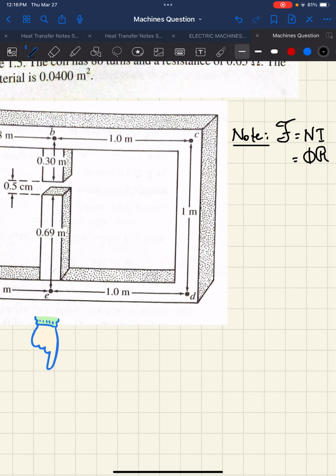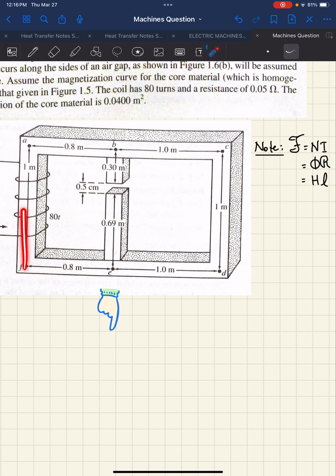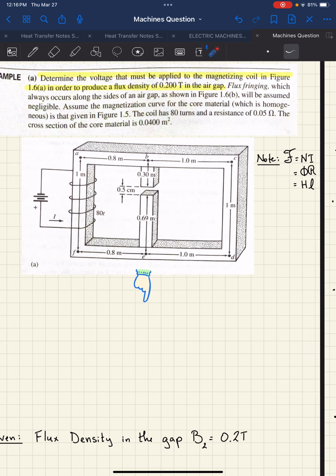And finally, the third manifestation is H times L, where H is the magnetic field intensity. It's different from flux and flux density. L is the mean length. That has to do with these lengths over here, the 1 meter, 0.8 meter, and so on. Those are the mean lengths. So we're going to be using most of these equations.